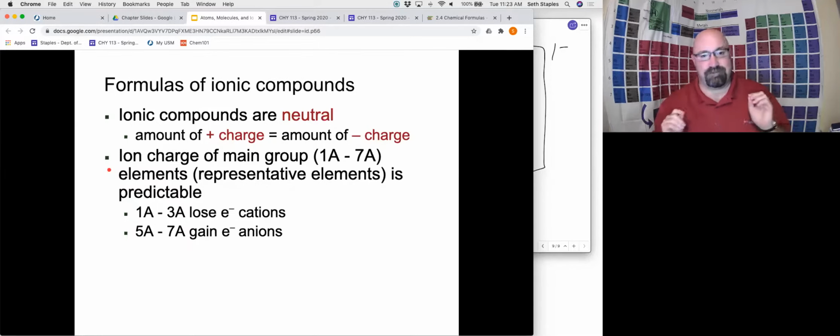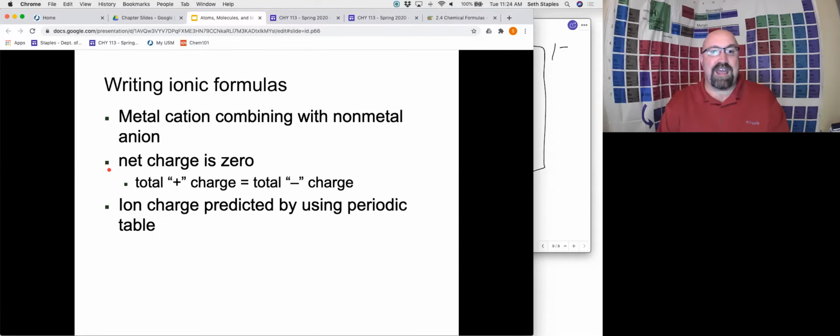So, okay, let's see how we're going to now put things together. An ionic compound, being made up of ions, will come together in such a way that the compound overall is going to be neutral. The compound overall is not going to have a charge. And so let's look at some ways that can happen.